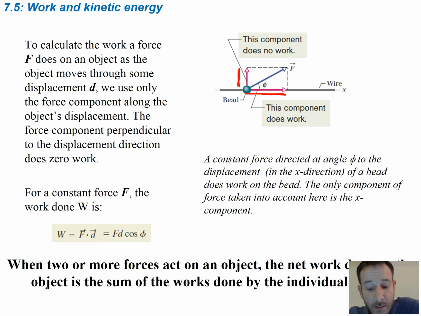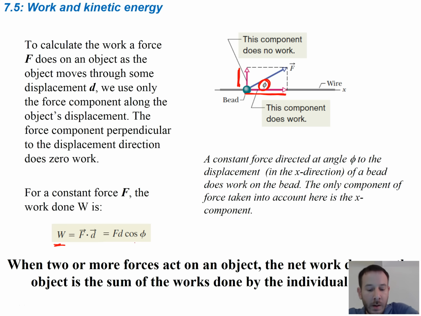So for a constant force F, the work done W is given by this equation. Our work equation is work is equal to F dot D. And just a reminder of what the dot product is: it's F D cosine of phi, or theta, whichever one you want to use for the angle. This is the angle, and this gives us the x component of the force.